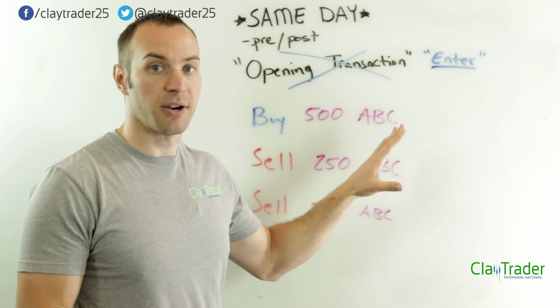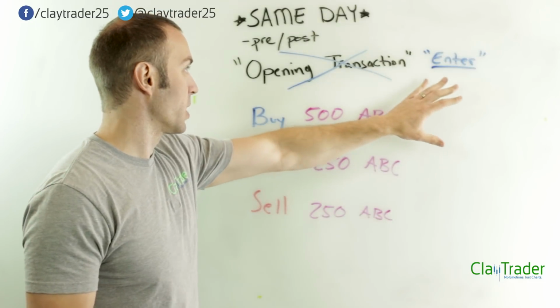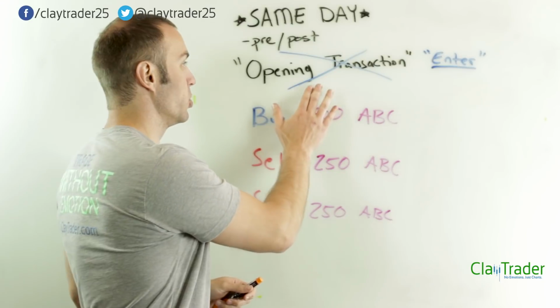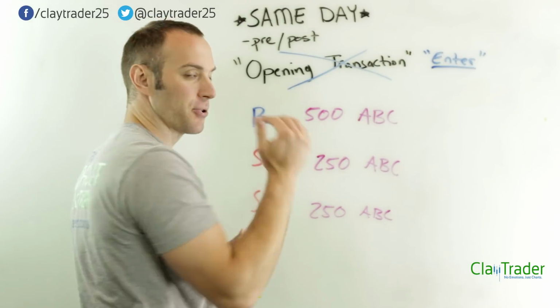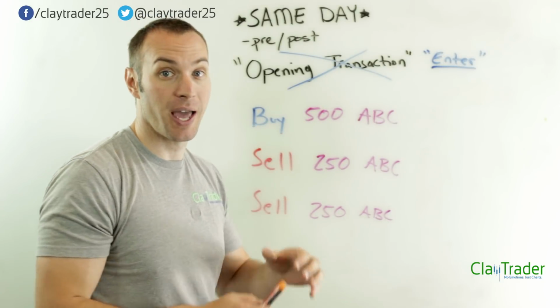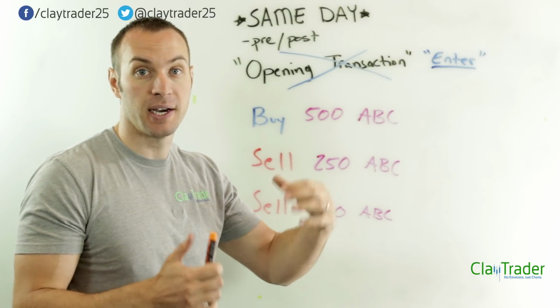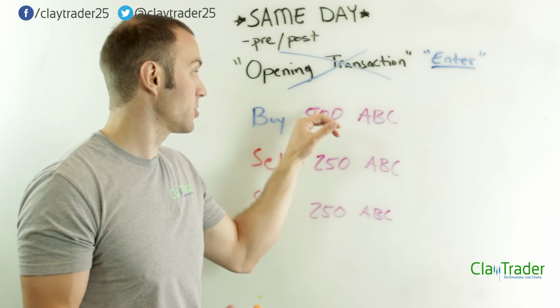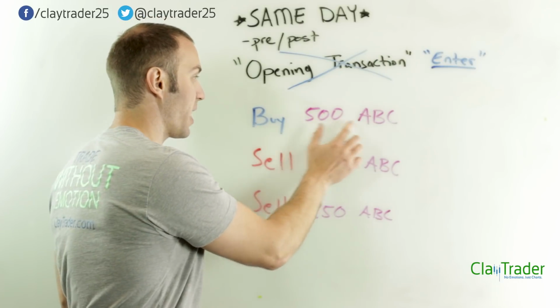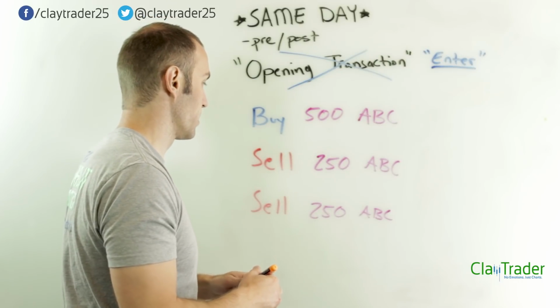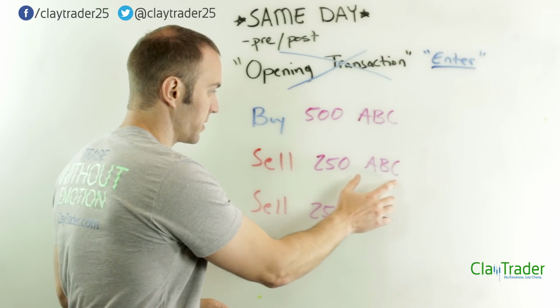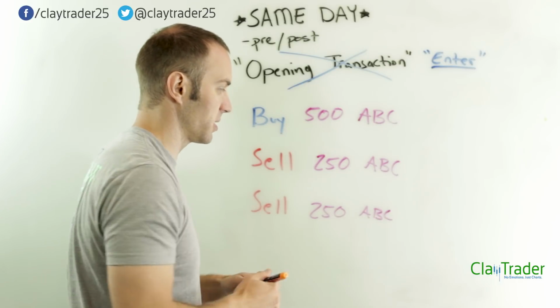Our first example here, I want to just remind you of a few things. Blue, remember, blue is representing entering the trade. In this case, we are buying. So, hey, I think stock ABC is going up. I want to enter into the position. I want to buy. So you buy 500 shares of ABC. You sell 250 of ABC. You sell 250 of ABC.